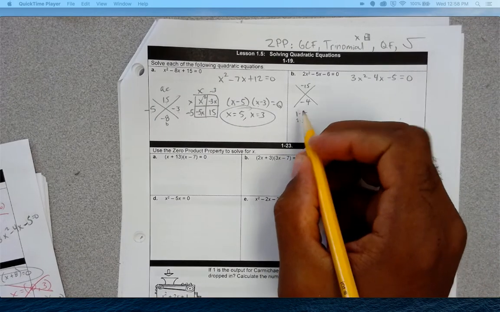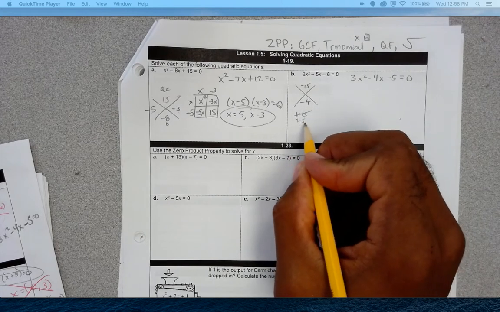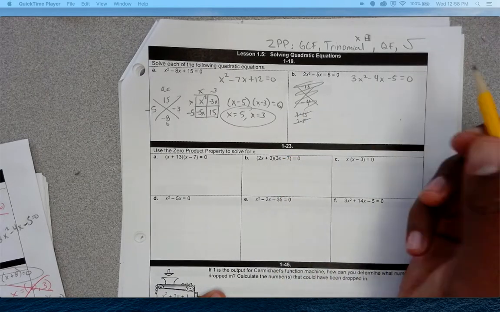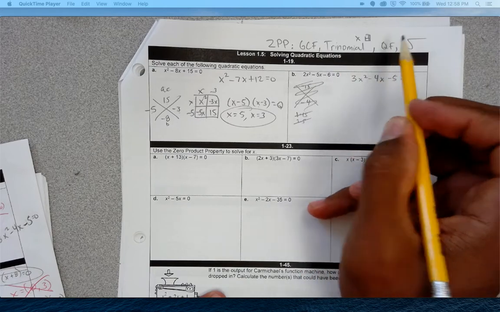So 1 and 15, I can't add or subtract those to get 4. Neither can I do that with 3 or 5. So in other words, this method is just not going to work. Okay, so that means I'm going to skip zero product property, these two, and let's go off to quadratic formula.